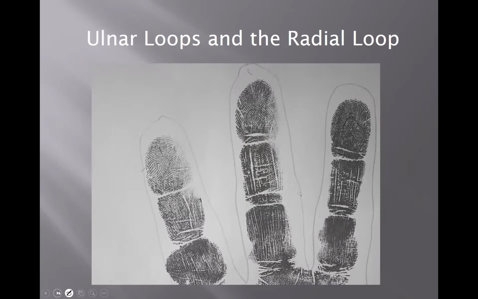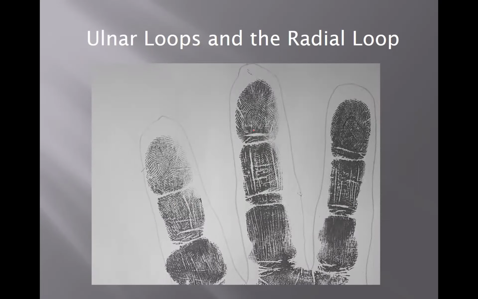But of the four types that there are, the most important one is probably the radial loop. And Galton classified this pattern, where he counted this as the fourth most common pattern, and in fact it is the most frequently found pattern, the radial loop pattern. And the radial loop pattern is almost exactly the same as the ulnar loop, except for one reason. It goes in a completely different direction.